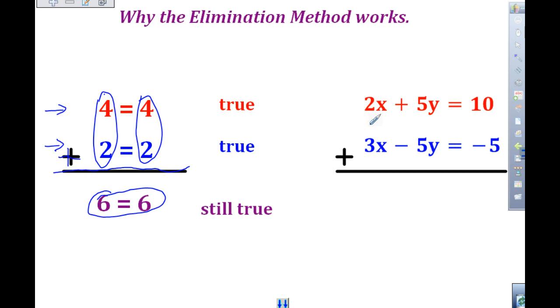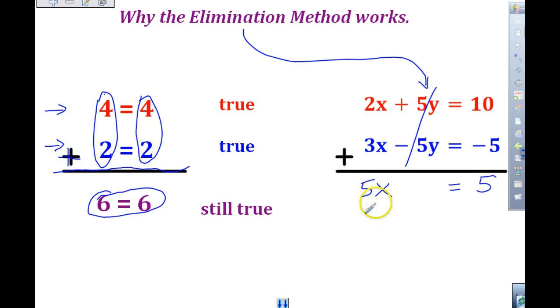So in math, we have properties. The properties work for numbers and variables. So it's true for numbers, we can do with variables. So what happens if I try to do something like this, but with equations? All right, so 2x plus 3x, 5x. And negative 5y minus 5y is 0. Hence, elimination. One of the variables is eliminated. On the other side, write down the equals. 10 minus 5 is 5.